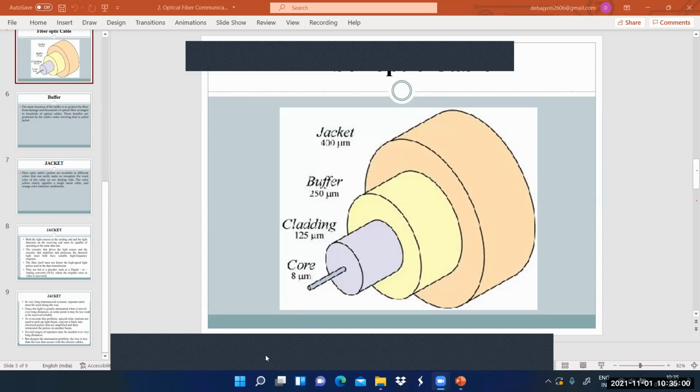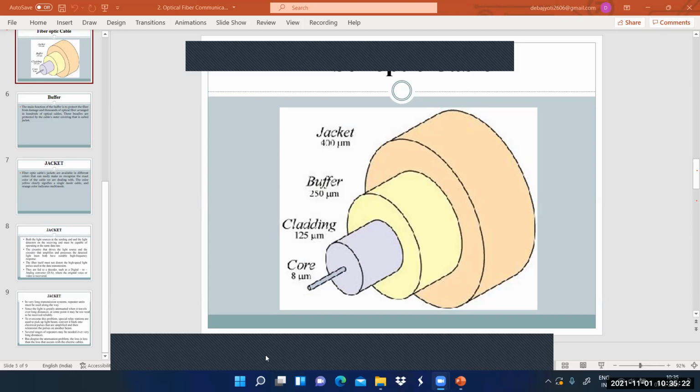mode optical fiber, in that optical fiber only one signal or one light is propagated, but for the case of multi-mode optical fiber, there are n number of signals or waves propagated at the same time. Okay, these are the main features of single mode and multi-mode optical fiber.